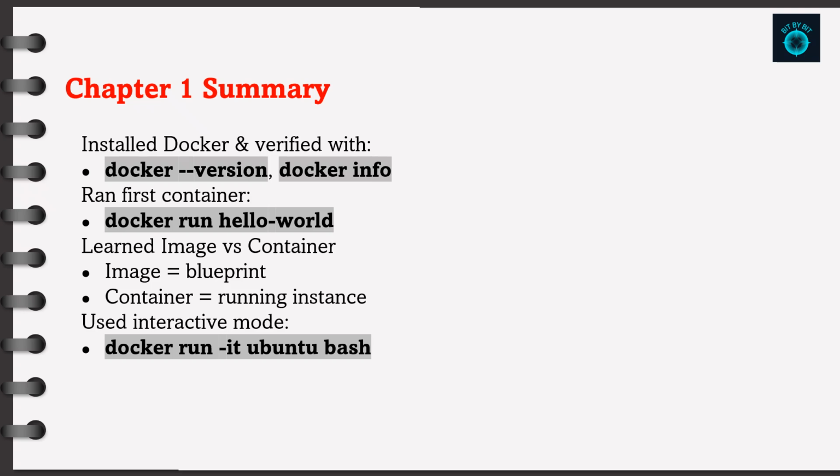Then we learned the difference between image and container. Remember, an image is the blueprint, and a container is the running instance created from that blueprint. Finally, we explored interactive mode using docker run -it ubuntu bash. This allowed us to enter a container and run Linux commands inside it.